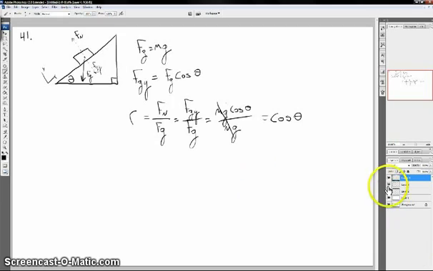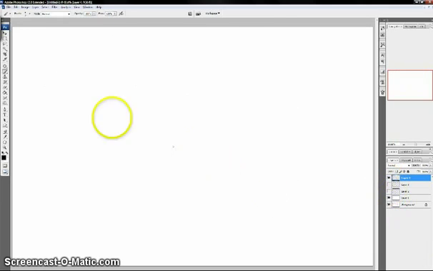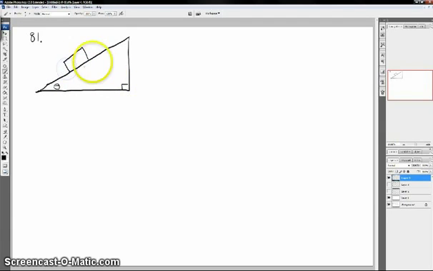The next problem that I'd like to look at is 81. In problem 81, it's again an incline ramp problem. Okay, so we've got some angle theta. This is a 90-degree angle. Our object is on the ramp. In this case, we're applying a force to pull the object up the ramp.